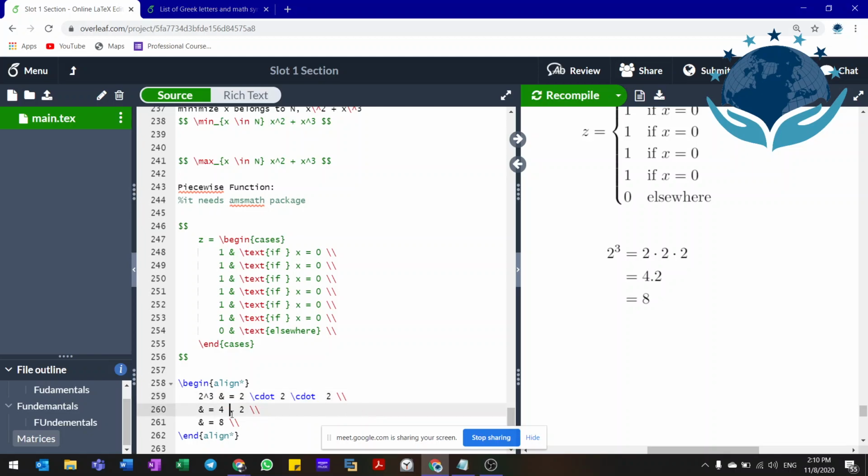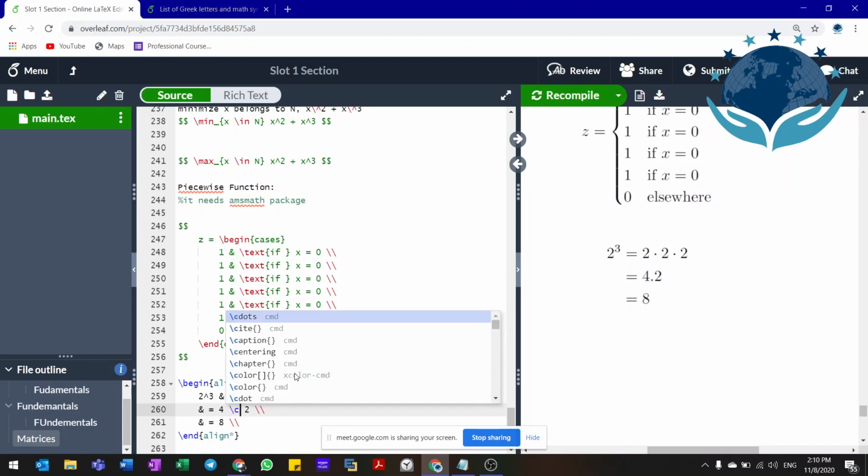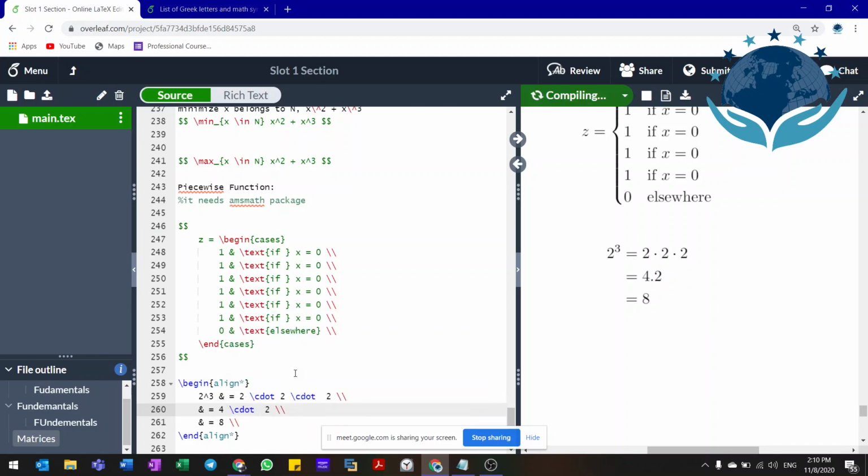Okay, and here you can see it is represented as 2.4.2, so it should be made as cdot. This is how the derivation occurs. This is how we can use LaTeX for derivation, like you can use the align star.